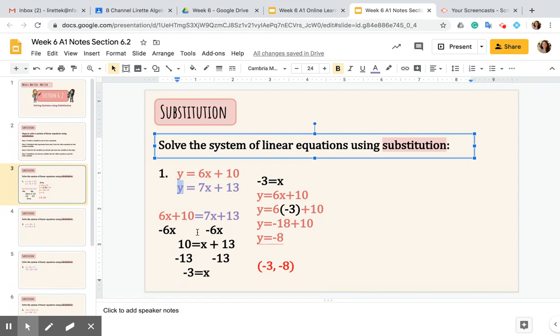Step 3, solve for your variable. You should only have one at this point. I had the variable x. And then step 4 is to take that known variable and substitute it into either equation. I could have used this equation as well, and I would have gotten the same answer. I could do it really quick right now, just mentally.